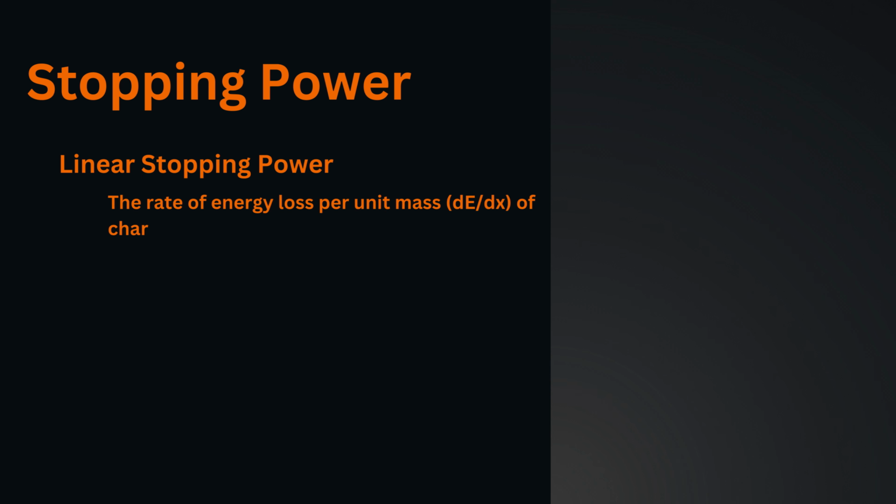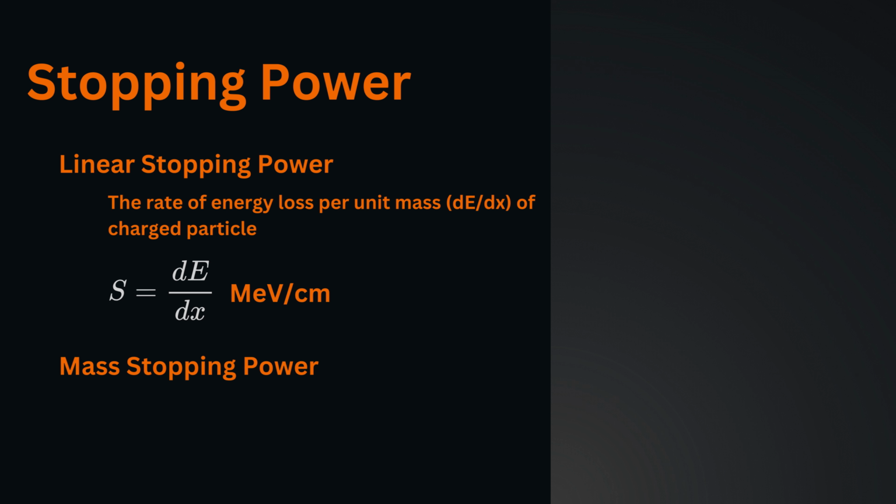Stopping power. We briefly mentioned the stopping power in the interaction of ionizing radiation with matter lecture. Here we will discuss it in further detail. The linear stopping power is the rate of energy loss per unit length of the charged particle's path. The mass stopping power is the linear stopping power divided by the absorbing medium density. Dividing by the density eliminates the dependence of the mass stopping power on the absorbing medium density.